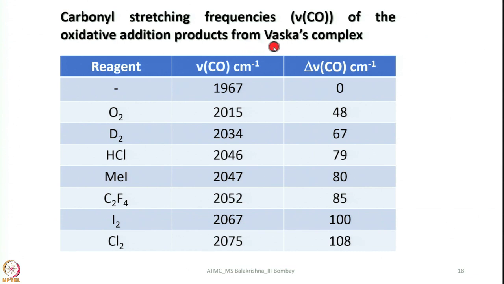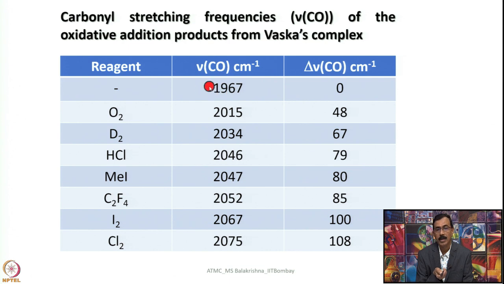Here in case of Vaska's compound, what happens? In this case, it appears like back bonding is very extensive. When the back bonding is very extensive, what happens? The CO bond becomes weaker, as a result stretching frequency decreases. You recall the free carbon monoxide stretching frequency comes around 21 something. Now it is 1967, you can see a considerable back bonding from iridium to carbon monoxide pi star. So as a result stretching frequency is 1967.